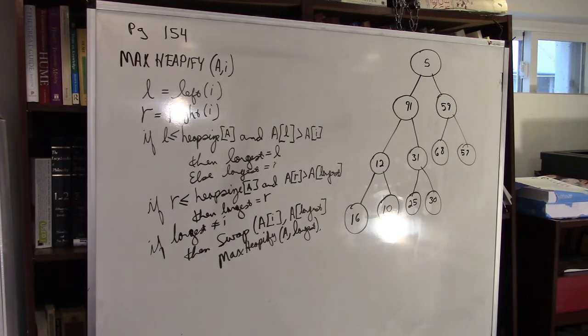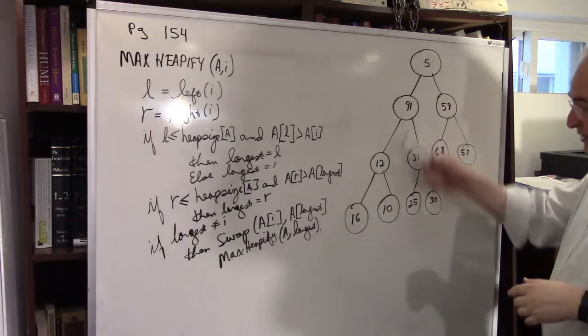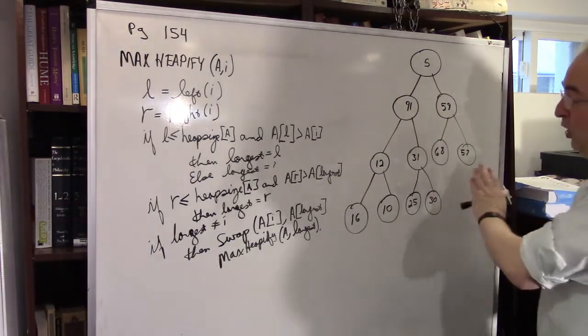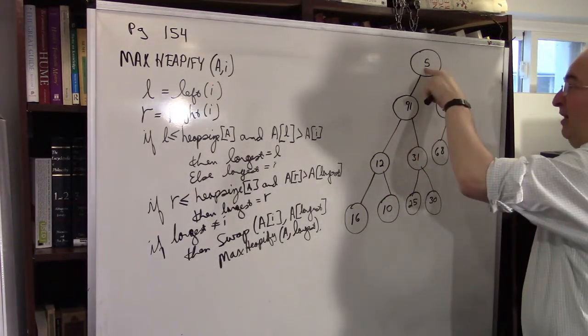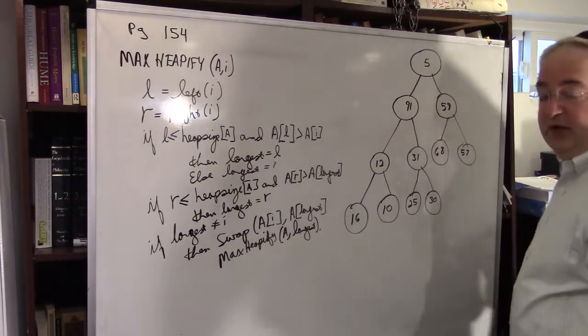Here's an example. Notice this is an almost complete binary tree. All the children are to the left on the bottom, but it's not a heap. 5 is the father, 91 is the child, 59 is a child.